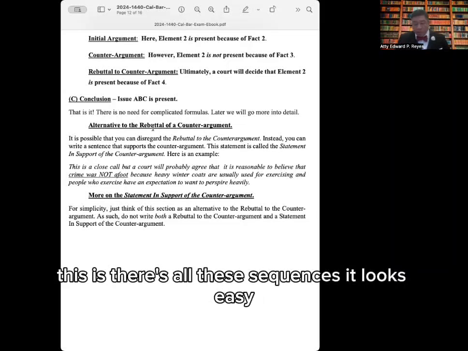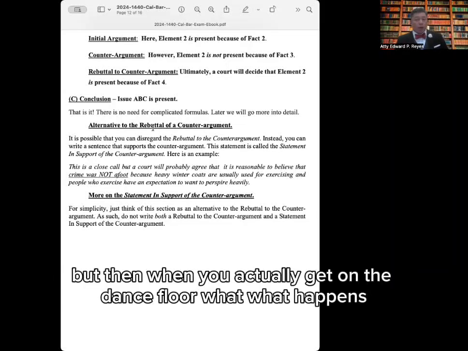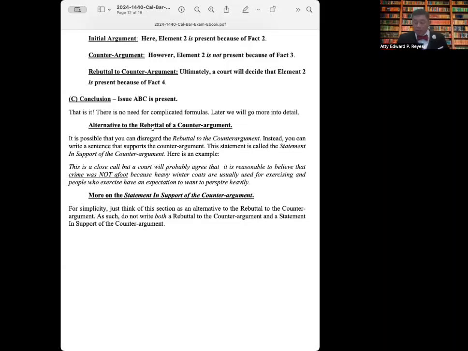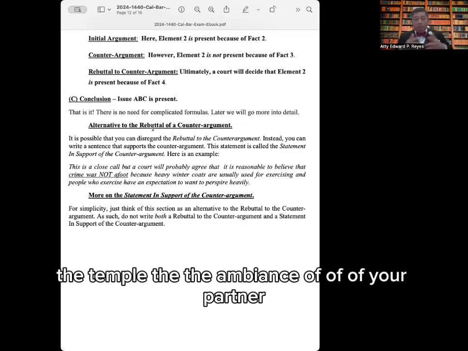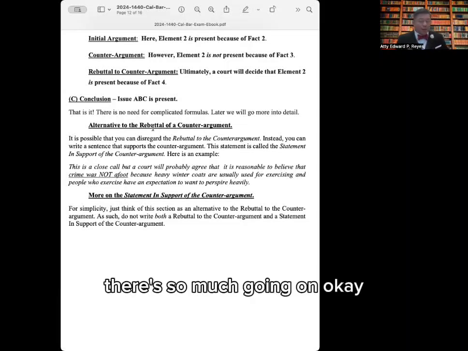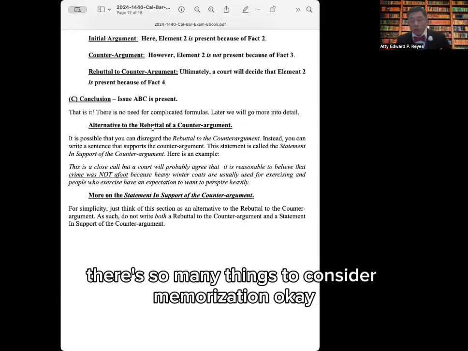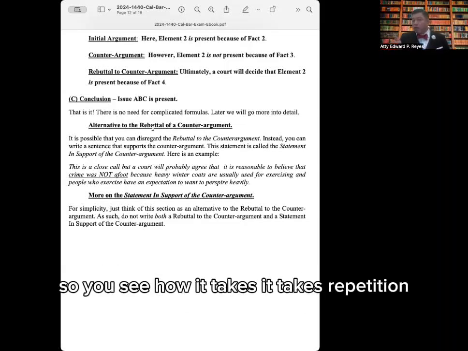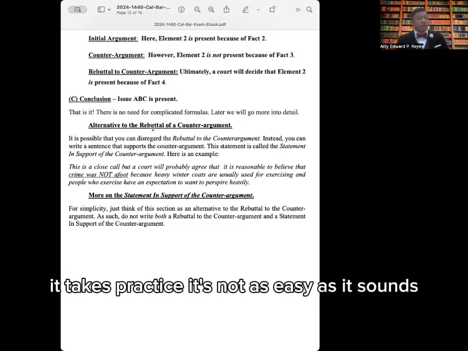Okay, so there's all these sequences. It looks easy. But then when you actually get on the dance floor, what happens? There's the environment that's going on, the music, the rhythm, the tempo, the ambiance of your partner. There's so much going on. Her level of dancing as well. There's so many things to consider. Memorization, okay, you might get the first step, and the second step you might forget. So you see how it takes repetition, it takes practice. It's not as easy as it sounds.